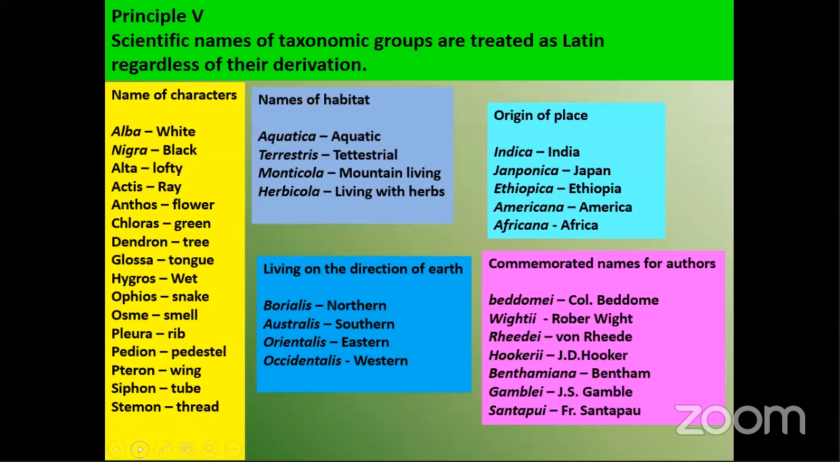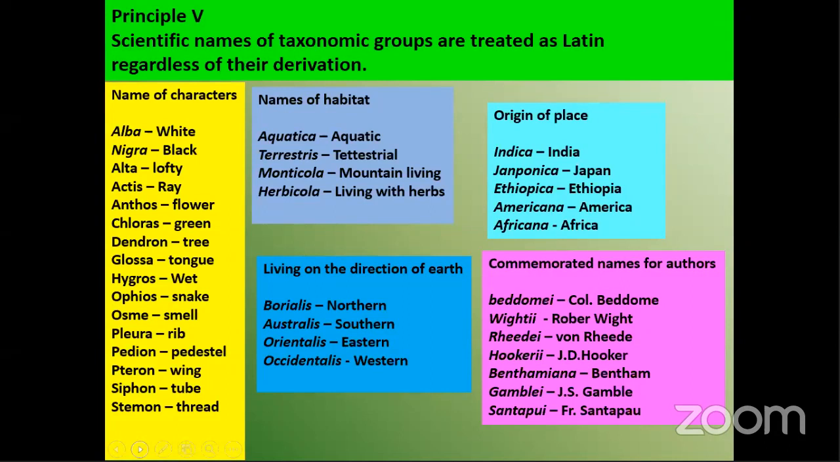Now principle five: the scientific names of taxonomic groups are treated as Latin regardless of their derivation. Here, most important, Latin diagnosis is important for taxonomy. We should know some taxonomic terms. Many people ask me, the taxonomists, how they remember all those names. It's very simple if you know the Latin terminology. What we use in our normal colloquial language, the same meaning is there in the botanical language also.